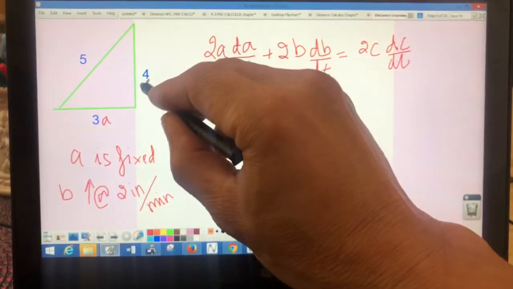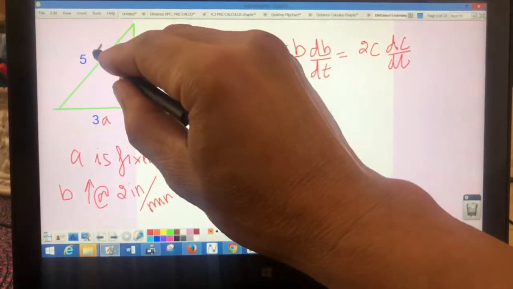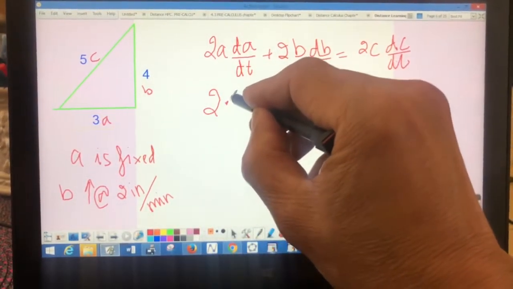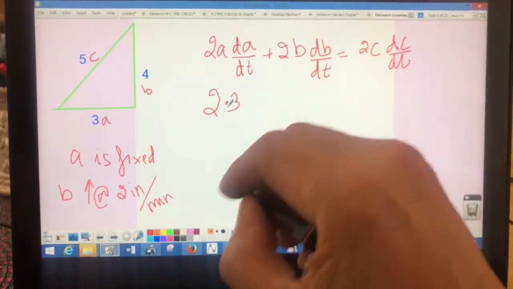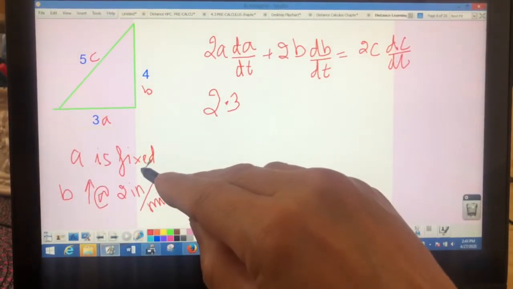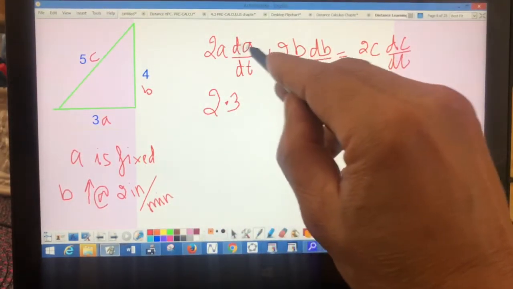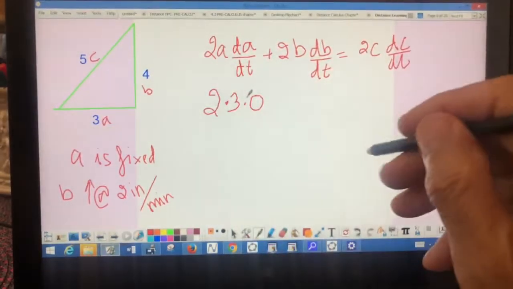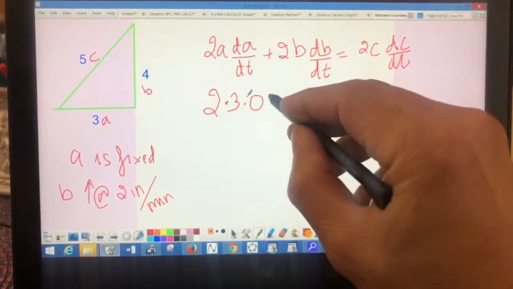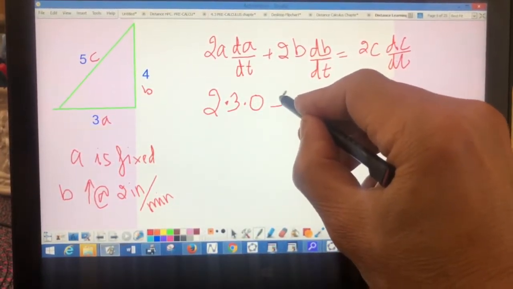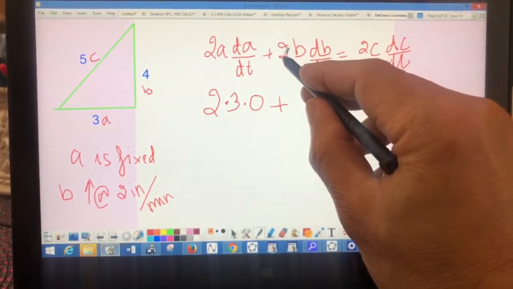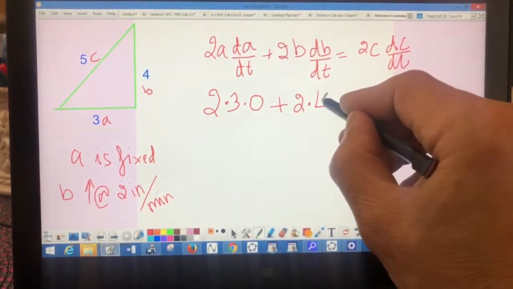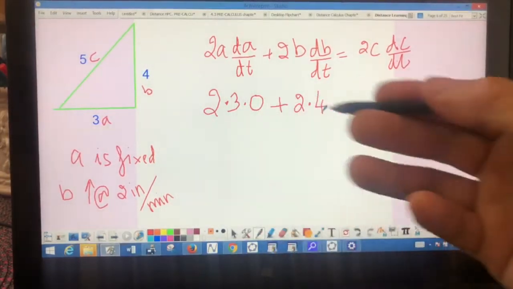So this is your B, and the C is your 5. So now you're going to get your 2 times your A, which is 3. Now look at what happened here. If they said A is fixed, your A is not changing over time. So it means you got a 0 for the dA/dt. So that's going to multiply out to be 0. So now you got your 2 times your B. The B at the start of this problem was 4. It's still a 4 because that's the triangle that you had.